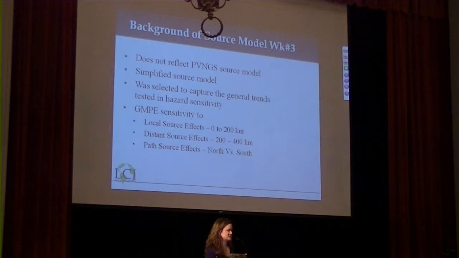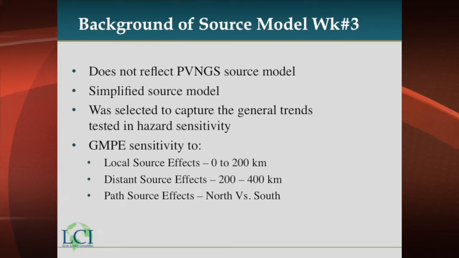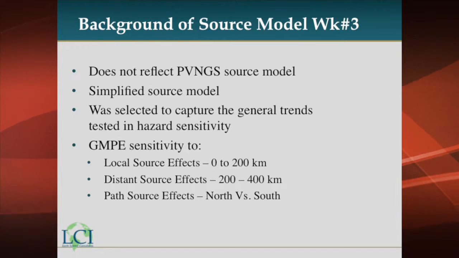So what was important in the hazard sensitivity, and I just took this most simple model. The sensitivity that I'll be showing in my next presentation, for which this source model was selected, was a sensitivity of the GMPEs to the local source effects, to the distance source effects, and to the path source effects. And you can see here the distance cutoffs for the local and the distance, and for the path we broke it up into north sources versus south distant sources.